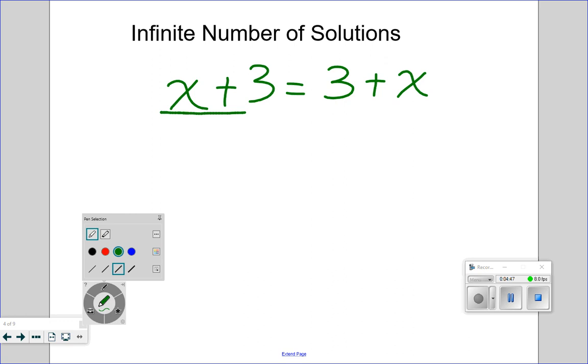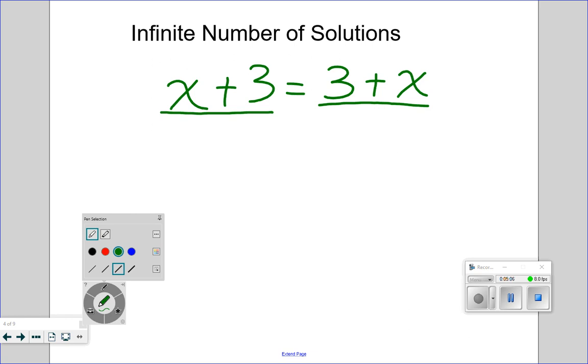On the left side, I have x plus 3. And since addition is commutative and it doesn't matter the order that I add, 3 plus x on the right side is the same thing. No matter what x is, on the right side I'm adding 3 and on the left side I'm adding 3, so it should still be the same value.